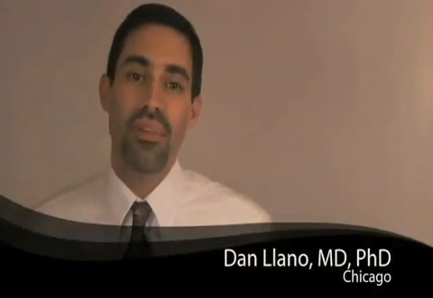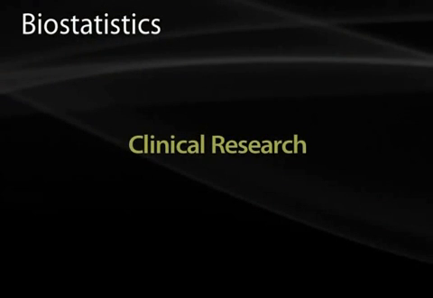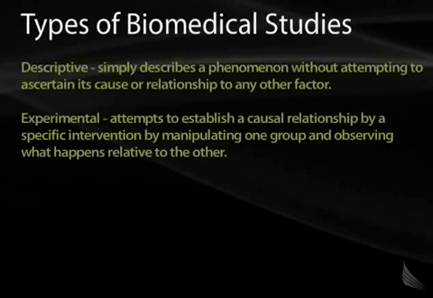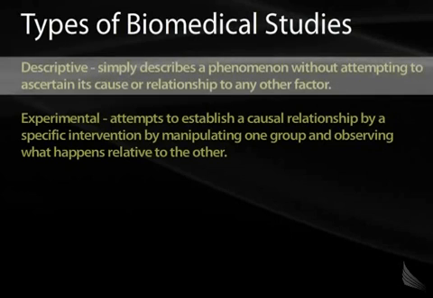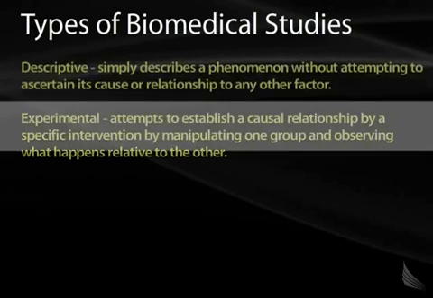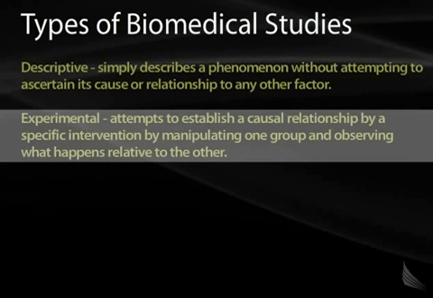In this section, we'll describe clinical research methodologies. In general, there are two broad categories of biomedical research. There are descriptive studies, and these studies simply describe a phenomenon without attempting to ascertain its cause or relationship to any other factor. In contrast, experimental studies attempt to establish a causal relationship by a specific intervention, by manipulating one group and observing what happens relative to the other.